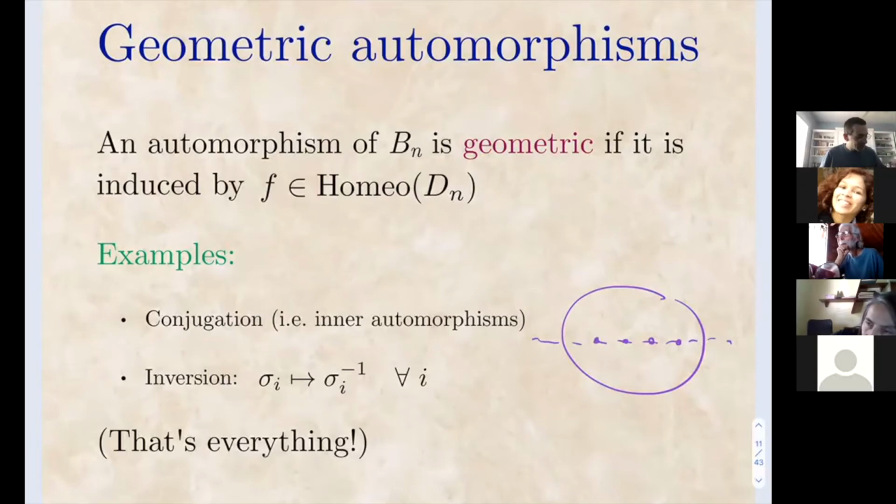And so when I say that's everything, that means all of the geometric automorphisms are either conjugation or replacing sigma i with sigma i inverse. Those are geometric because they're coming from homeomorphisms. A priori, an automorphism of the braid group is an algebraic object. These are the geometric automorphisms.